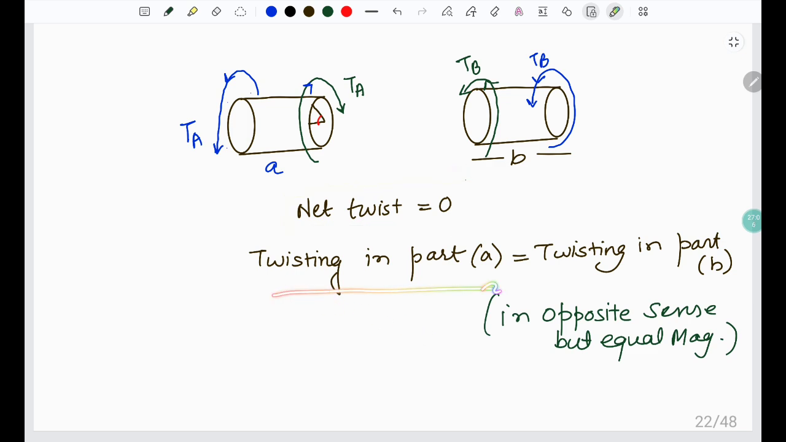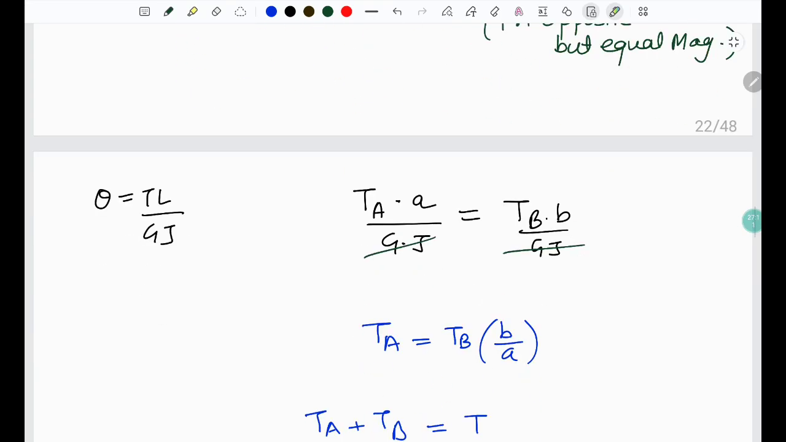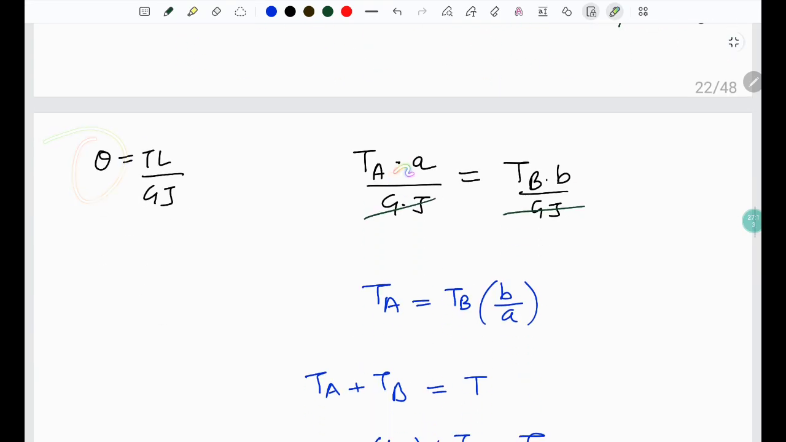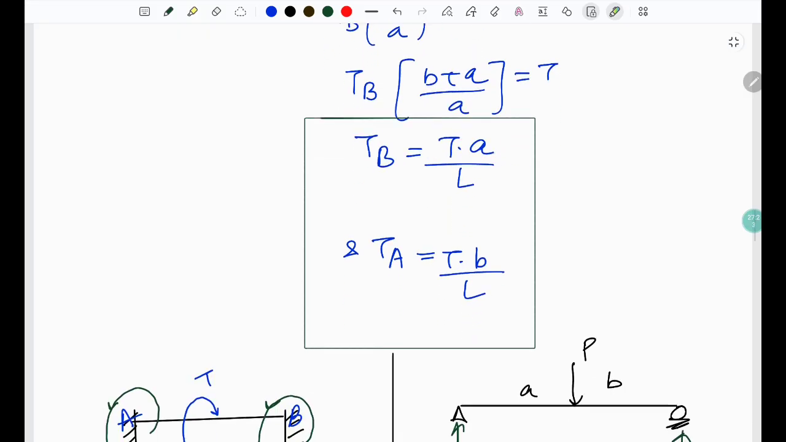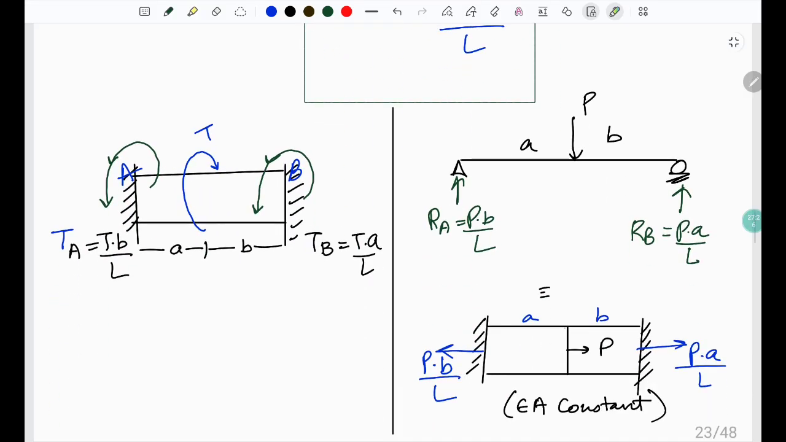So therefore the twisting in part A is equal to the twisting in part B, in opposite sense but equal magnitude. We compare the thetas, that is TA over GJ, that is TL over GJ, equals this. So finally we get TB equals T dot A by L and TA equals T dot B by L. Here is a comparison. Here we can see the torque at A involves the distance close to B, and the torque at B involves the distance A, similar to what we have in the first two chapters of strength of materials.